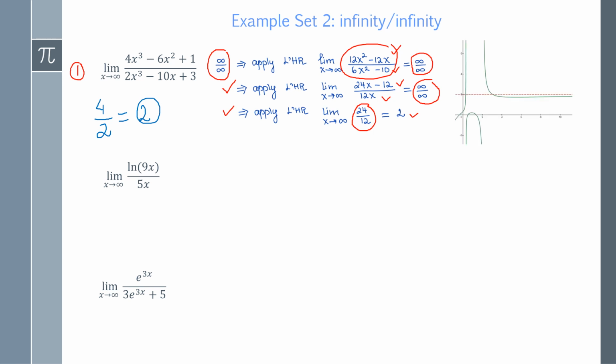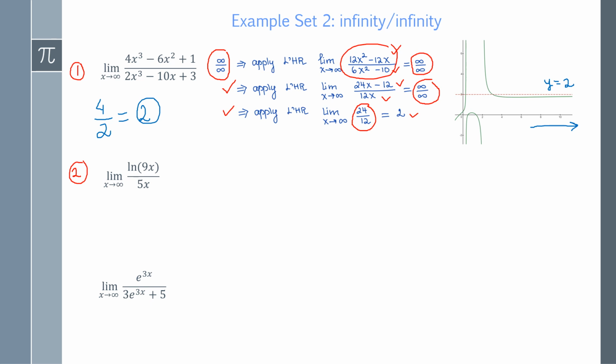Here's the graph of this function. Notice what happens at infinity. As x goes to infinity, this branch approaches 2. This horizontal line is y equal to 2. That's your visual confirmation that our limit was computed correctly. Okay, let's take a look at the second problem.